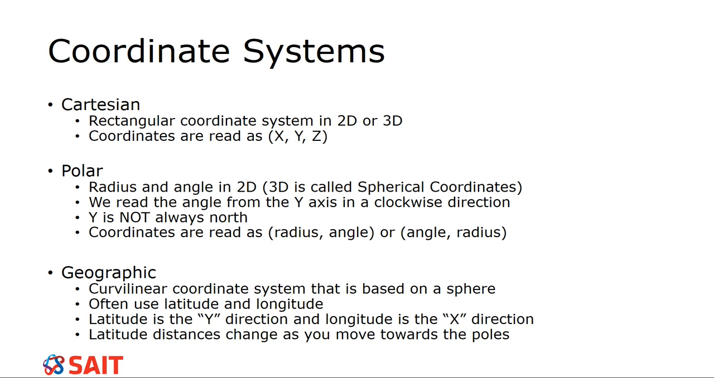Then we can take that Cartesian and convert it into polar. Now, what polar is, is radius and angle. If we do it in 3D, it's known as spherical coordinate system, so we can convert between the two of those, depending on 2D or 3D. So this is with a polar coordinate system.